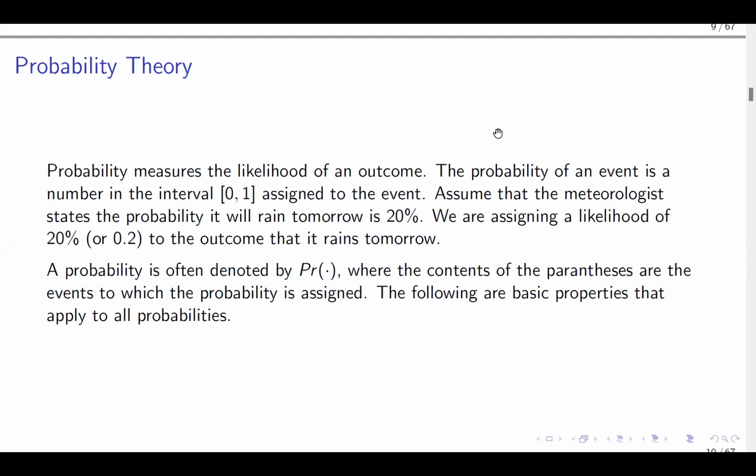We are now looking at probability theory. Probability measures the likelihood of an outcome, all right? The probability of an event is a number in the interval 0 to 1. That is, if you ever have to calculate the probability of any event or any outcome, the value you get always lies between 0 and 1 or is equal to 0 or 1.